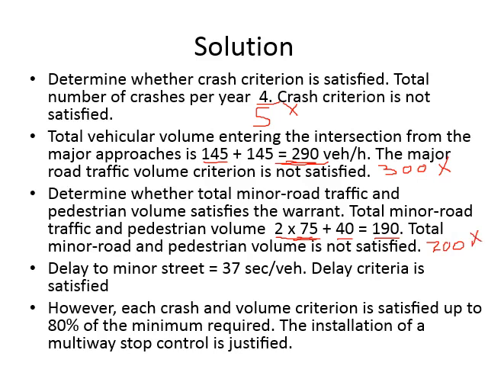And the next criterion was how much delay we have on the minor street. This is 37 seconds per vehicle. In this case the limiting value was 30, so this criterion is met.